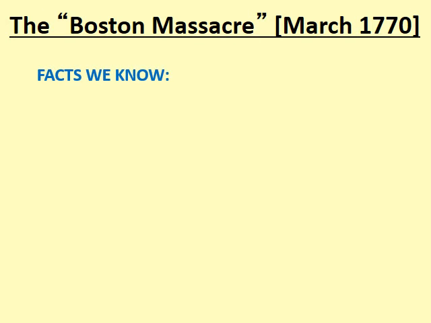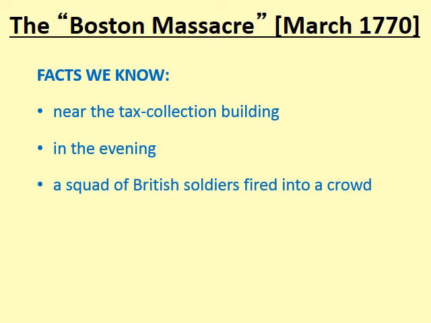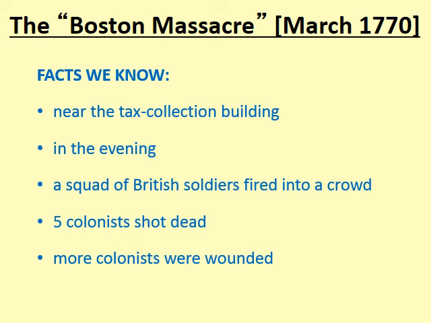However, these are the facts that we do know that you should make sure that you remember. Where it happened was near the tax collection building in the center of Boston. This happens in the evening, well after dinner time, but before bedtime. And we know that a squad of British soldiers fired into a crowd of Boston residents. Five of them that were shot died. Many more of them were wounded by what happened at the Boston Massacre. These are the facts that we know.